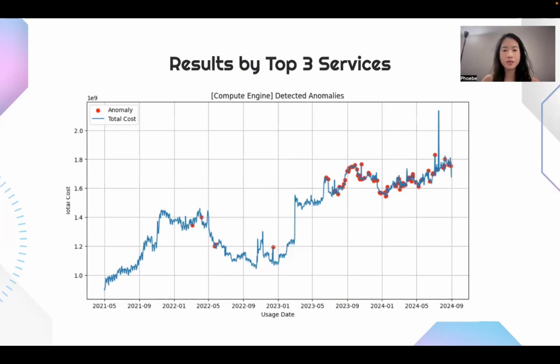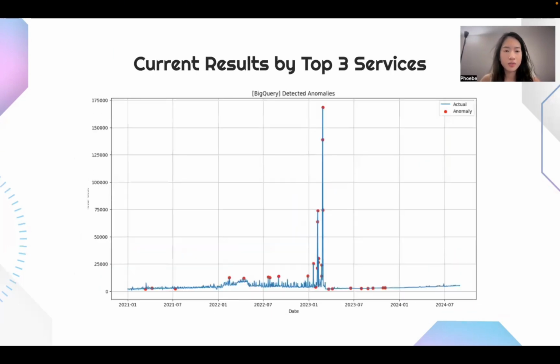Since we spent a lot of time figuring out how to manage our data, we only had a little time at the end to perform the LSTM model tuning. But as of now, these are the results for the top 3 services. As you can see, there are certain data points that the LSTM model should have flagged as anomalies, but it failed to capture those, and vice versa. But if you go to the very end, the results for BigQuery look a bit more promising. If we had more time for model refinement, we believe that we could give more promising results.